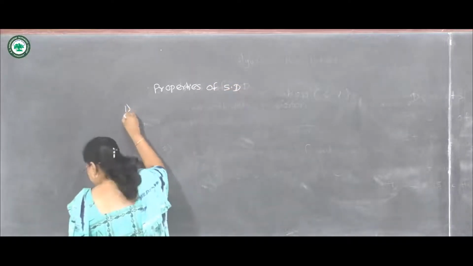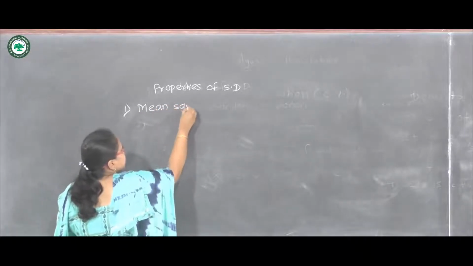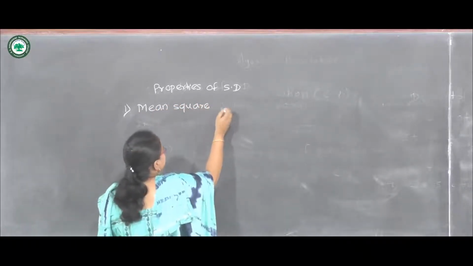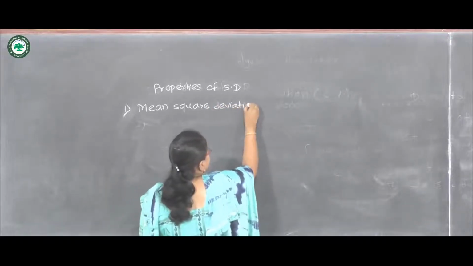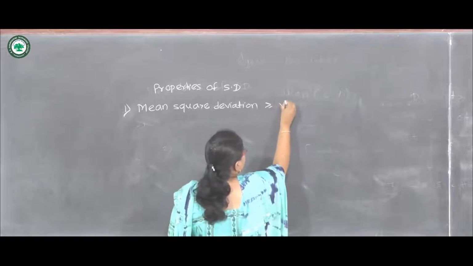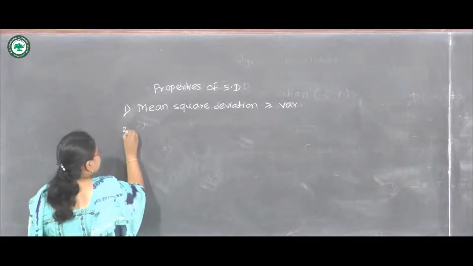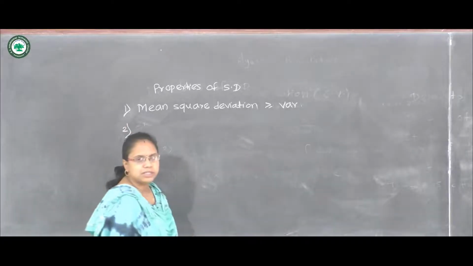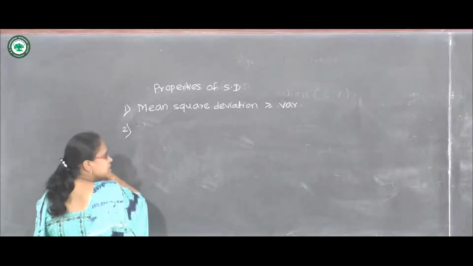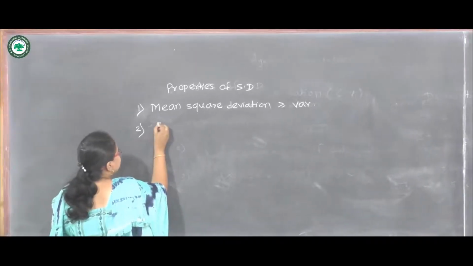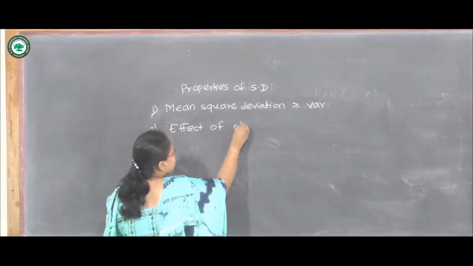The first property is that mean square deviation, which we have learned earlier, is always greater than or equal to variance. Further, the same holds for standard deviation. Then the second property we can learn here is the effect of change of origin.